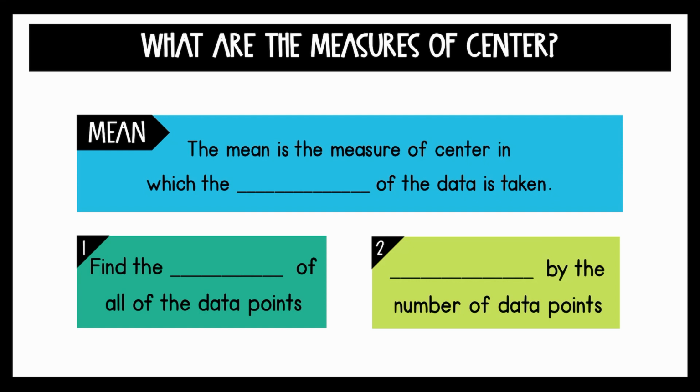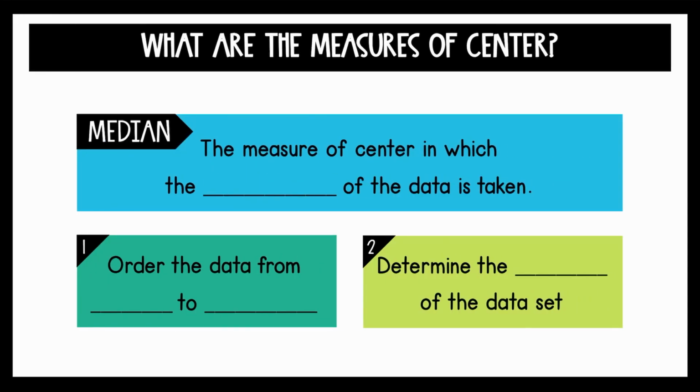We can measure that different ways. First, we can use the mean, a measure of center in which the average of the data is taken. You've probably heard the phrase average when you think about your grades or finding the average cost of something. We use that a lot in everyday life. We find the mean by finding the sum of all of the data points and then dividing by the number of data points. We'll look at an example in just a minute.